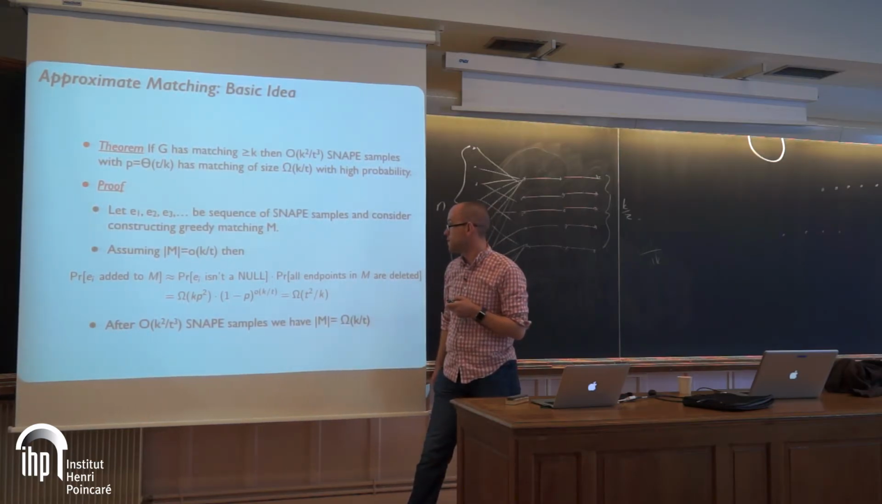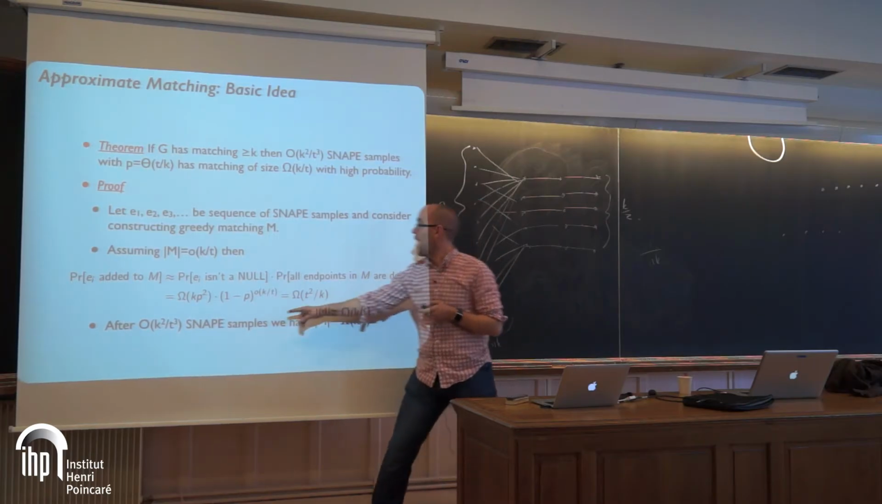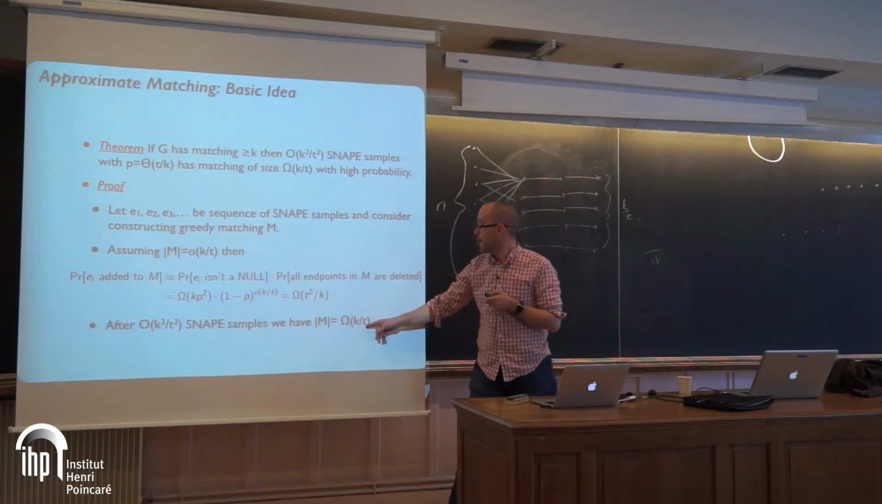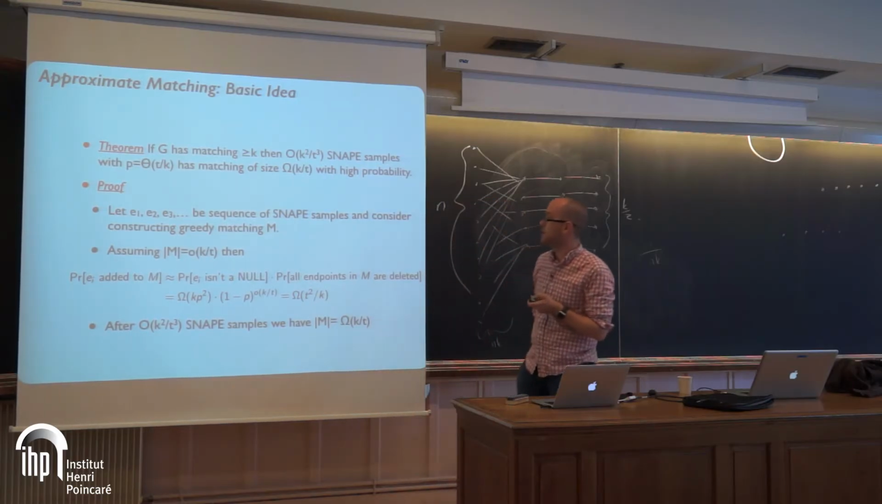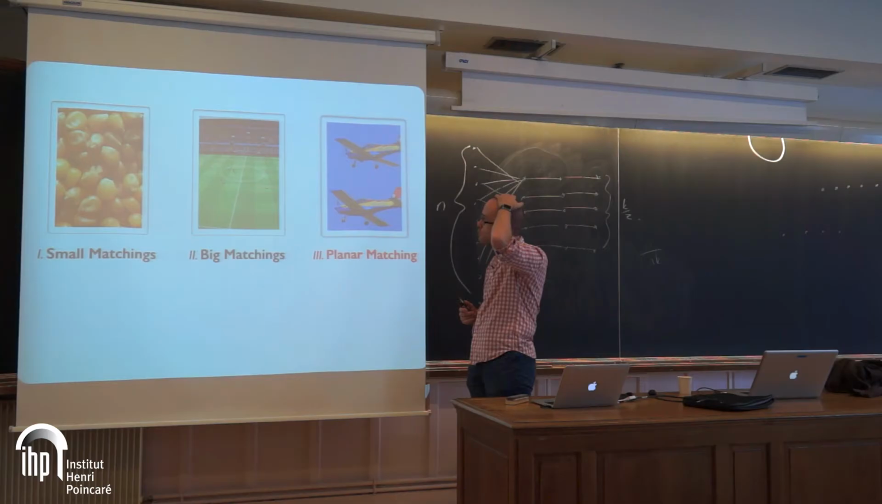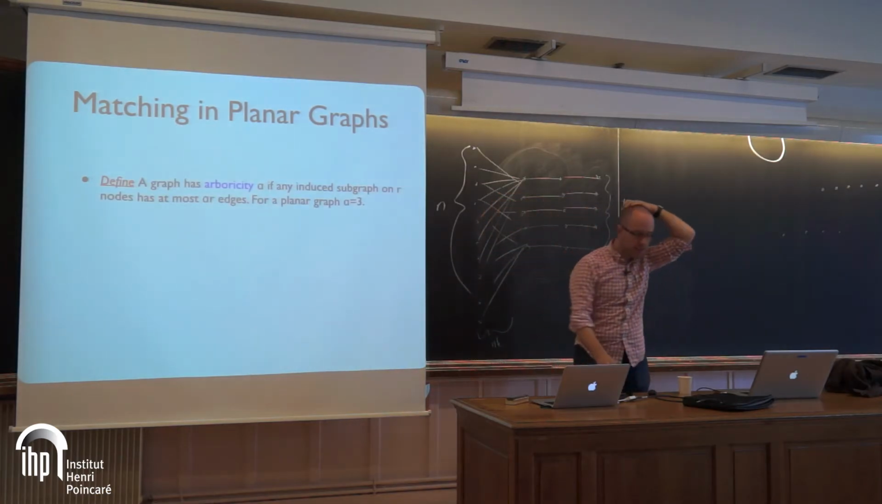So if you repeat this process, t squared divided by t cubed times, and every time you find an edge with this probability, then the number of edges you'll find in total will be this times this. After you've done this k squared over t cubed times, you will get a matching of size k over t. That's correct.